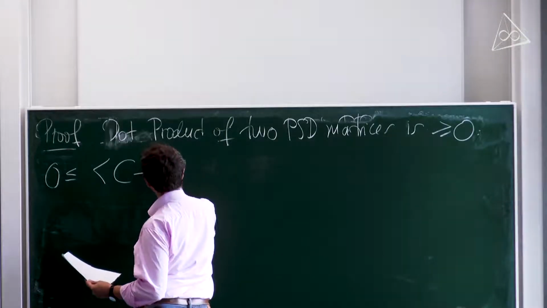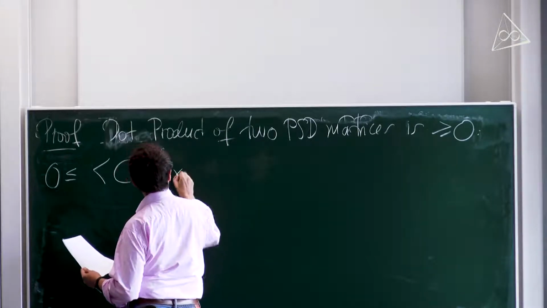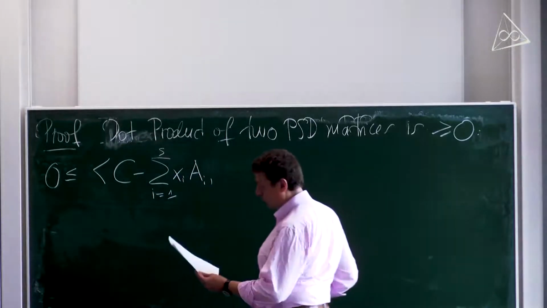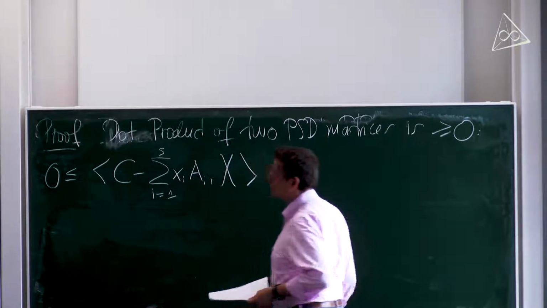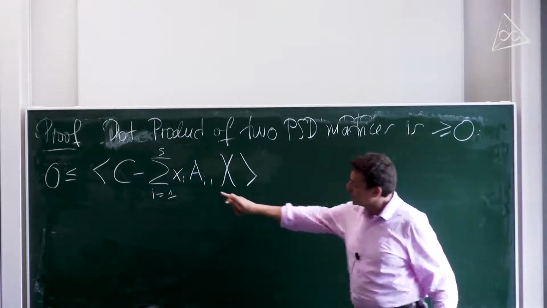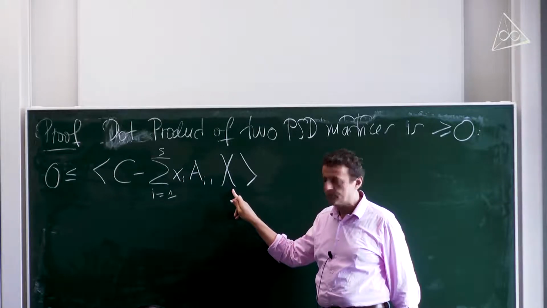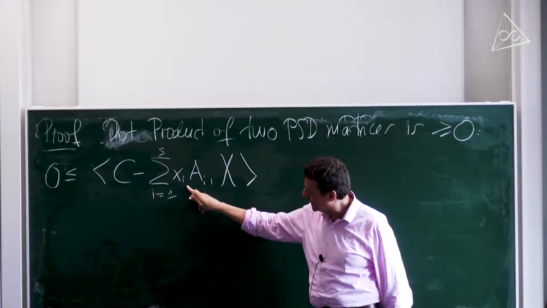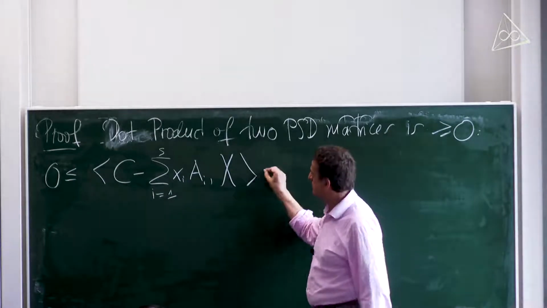C minus the sum i from 1 up to s of xi ai, that comes from the dual, and I'm pairing that with X. Okay, that's a non-negative number. So remember, this is now numerical values, this is a numerical matrix. They're both feasible, so therefore this is a positive semi-definite n by n matrix. That's another positive semi-definite n by n matrix.